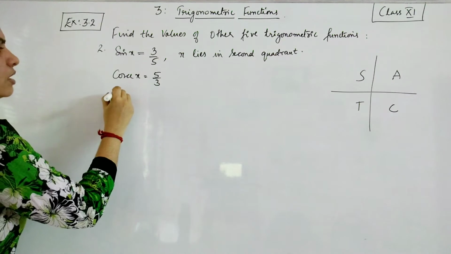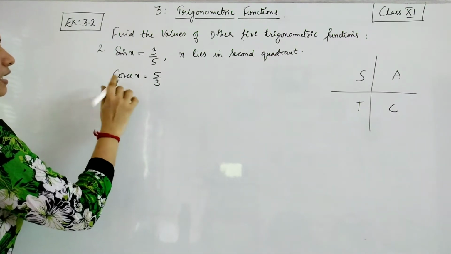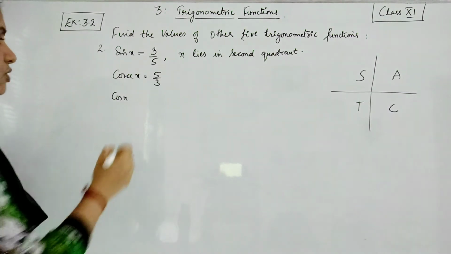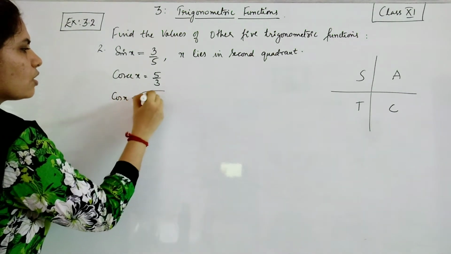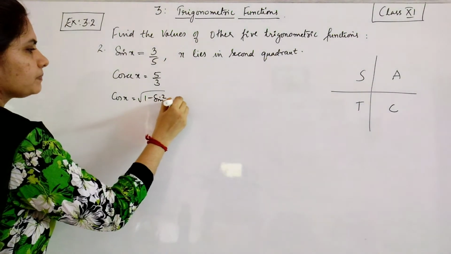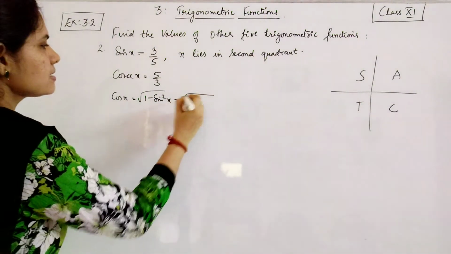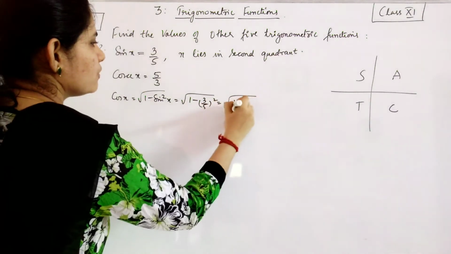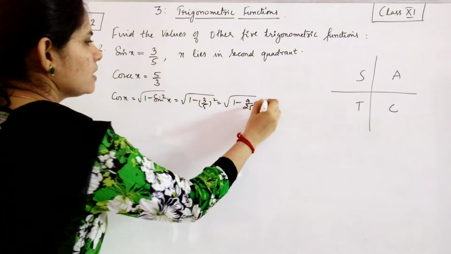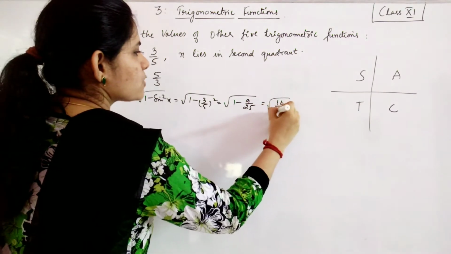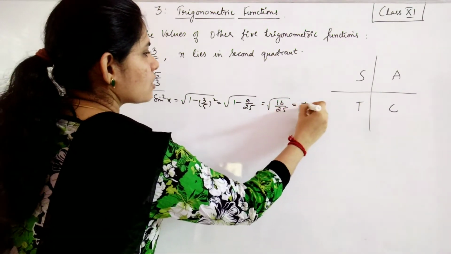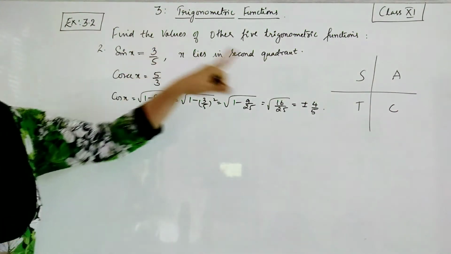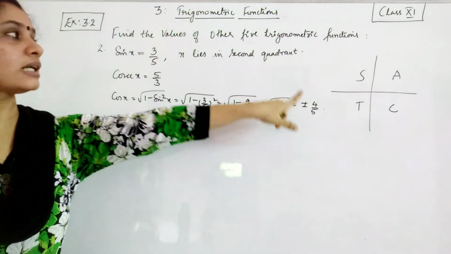Now you move on to what cos x is equal to. Again the formula is the same, sine square x plus cos square x is equal to 1. So you will get cos x is equal to root of 1 minus sine square x, which is root of 1 minus 3 by 5 the whole square, which gives 1 minus 9 by 25, which is 16 by 25, or you can say it is plus or minus 4 by 5. That is your cos. Now from this plus or minus you have to select which to take.